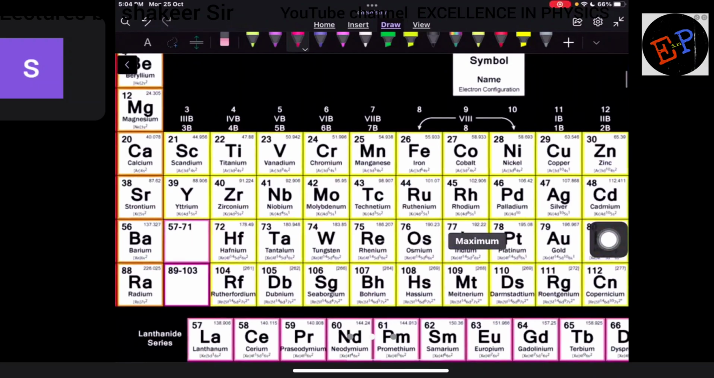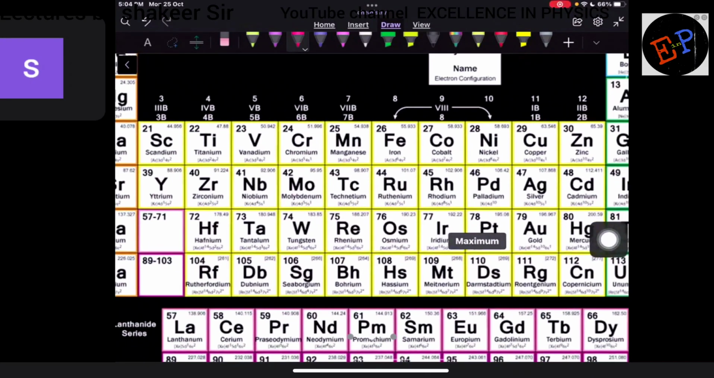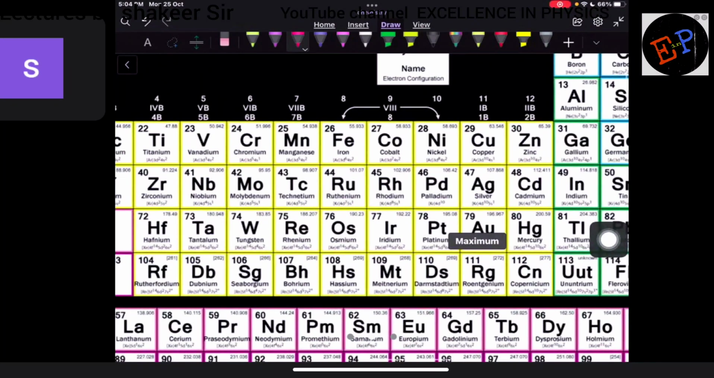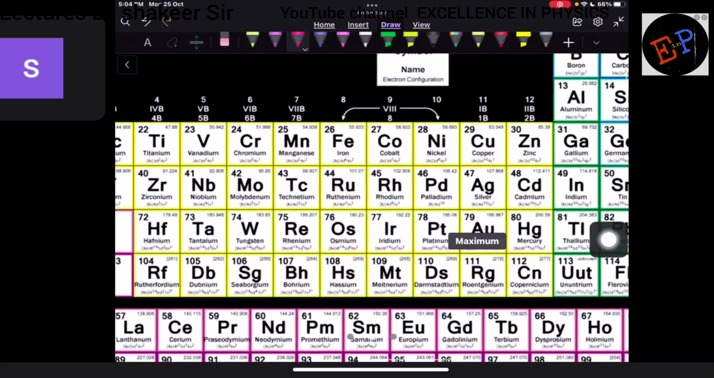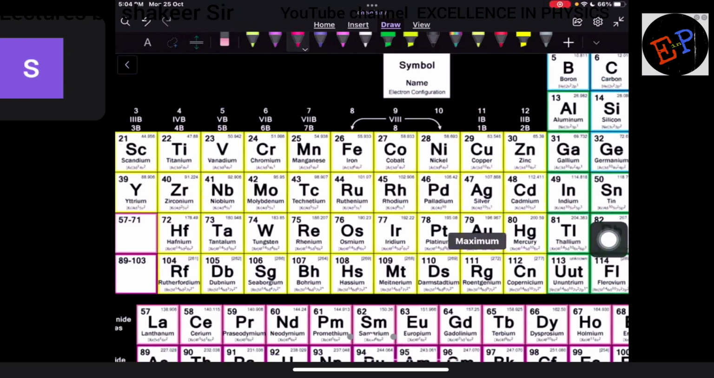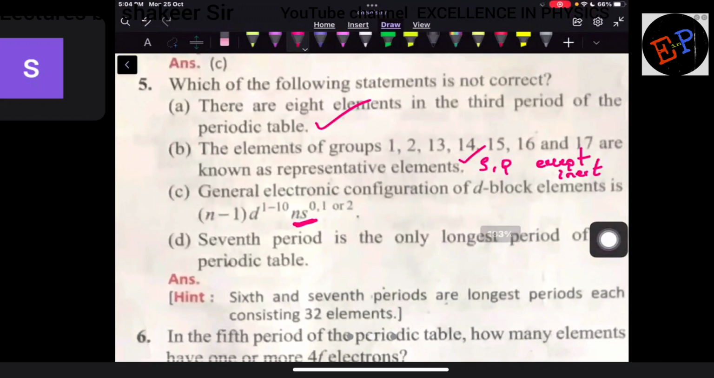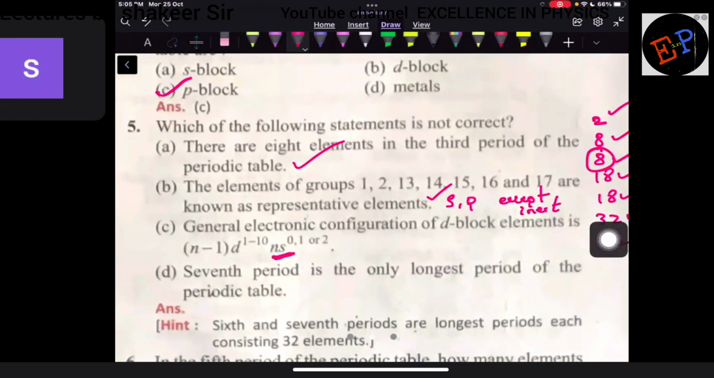Now you see palladium. What is the outermost electronic configuration of palladium? 4d10. It means there are no electrons present in the S subshell. In the S subshell, electrons are not at all present. Are you able to understand? So what is the outermost electronic configuration of D block elements? (n-1)d 1 to 10, ns either 1 electron or 2 electrons or 0 electrons also. Clear? So that statement is also correct.